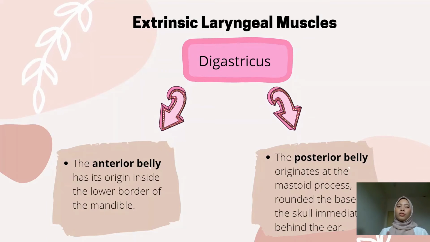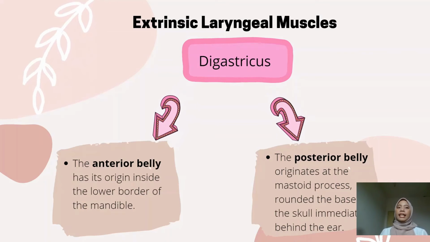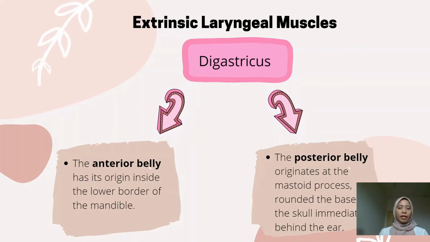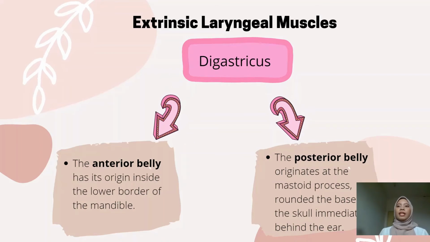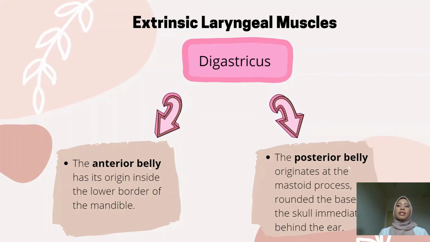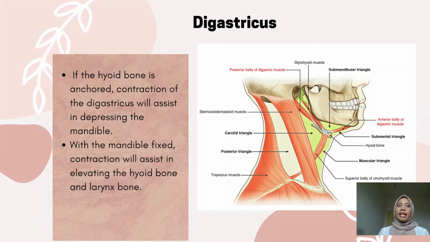Digastricus consists of 2 bellies. The first one is the anterior belly, which has its origin at the lower border of the mandible, and the second one is the posterior belly, which originates at the mastoid process, around the base of the skull immediately behind the ear. If the hyoid bone is anchored, contraction of the digastricus will result in depressing the mandible. With the mandible fixed, contraction will result in elevating the hyoid bone and larynx.